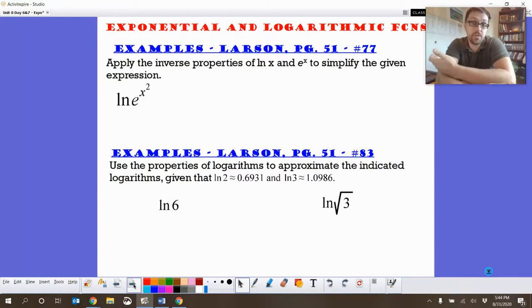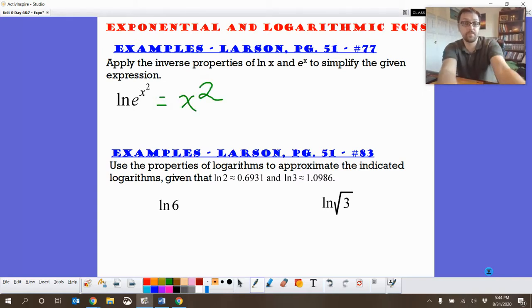So we want to use these inverse properties to simplify this thing. So we've got a logarithm with its base put into it, because the base of natural log is e. So that thing just sort of cancels itself out, and we're left with, can I have a pen, please? Just whatever the exponent is, which in this case is x squared.